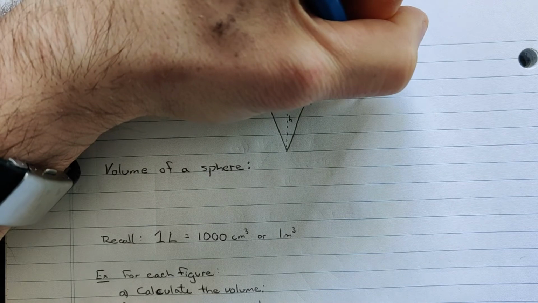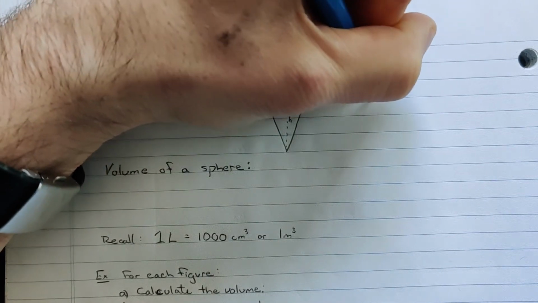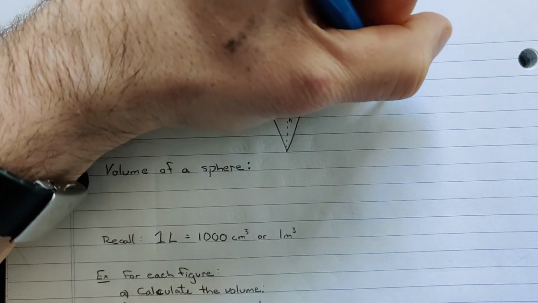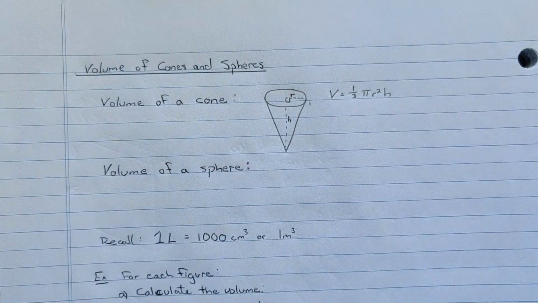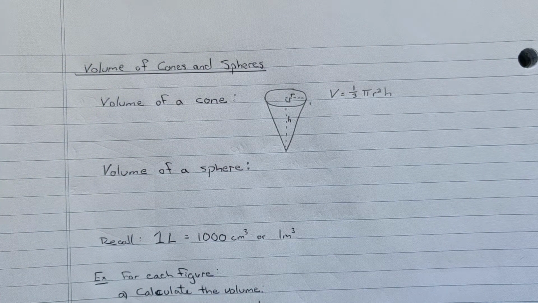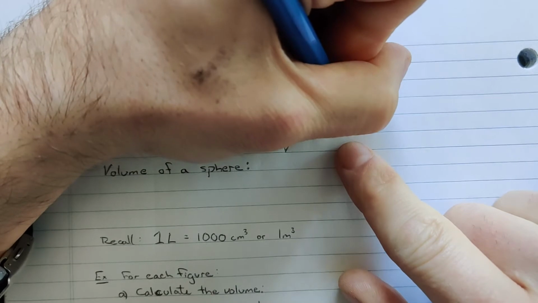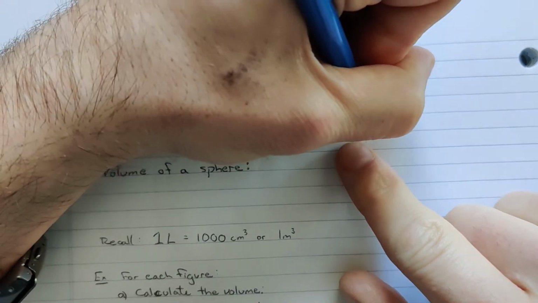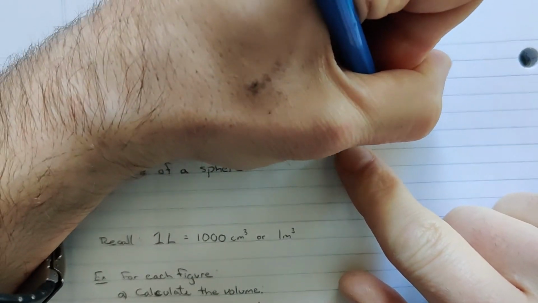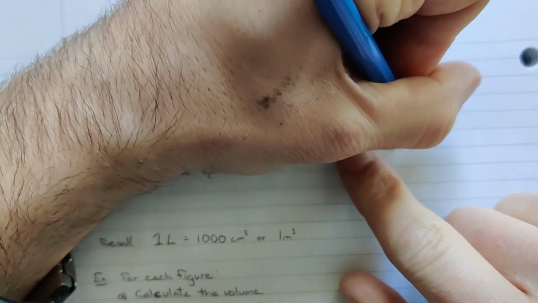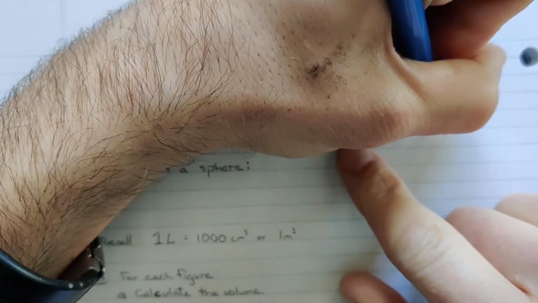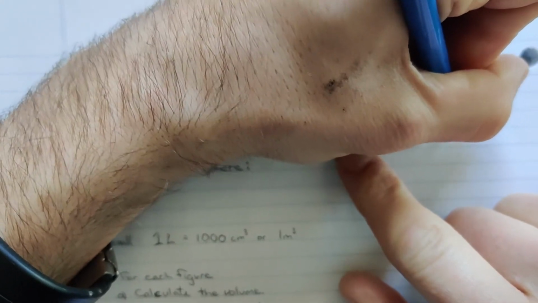So 1/3 pi r squared h. So very similar to our cylinder, other than we have a 1/3. So 1/3 times pi times radius squared times the height.